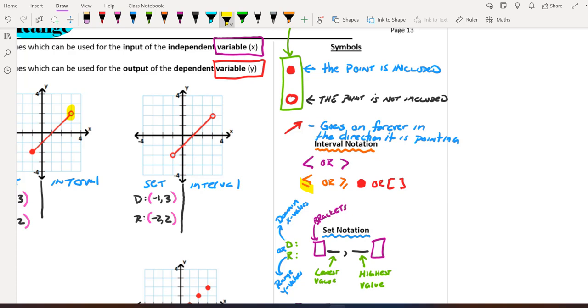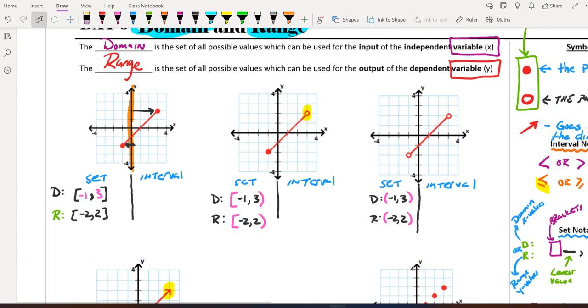When we have an arrow or open circle, we can't actually equal these values, so we use these ones, because this means greater than or less than, but not equal to. So our endpoints don't change compared to what we did for interval notation.